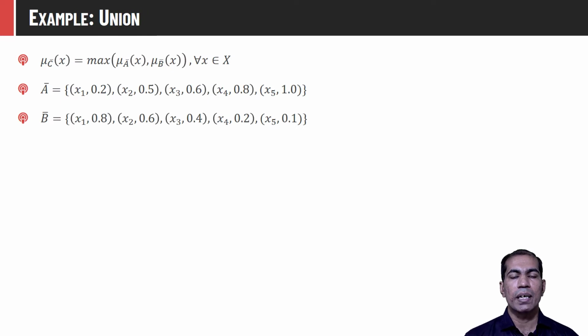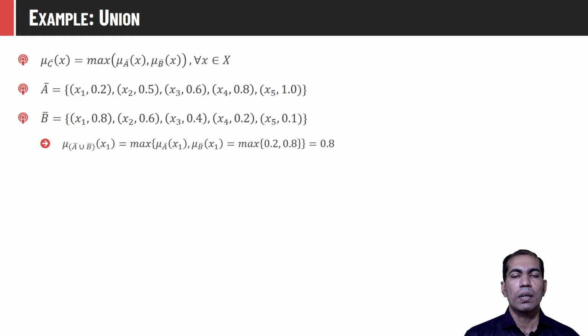Consider sets A bar and B bar as shown. To compute the union operation, we have to find out maximum membership value for each element from both the sets. So we can compute mu A bar union B bar of x1 as max of mu A bar of x1 comma mu B bar of x1. That is, to compute the membership value of x1 in union set, we have to find out maximum membership of that element in set A bar and B bar. Membership value of x1 in set A bar is 0.2 and that in set B bar is 0.8. So that will be max of 0.2 comma 0.8, that is 0.8.